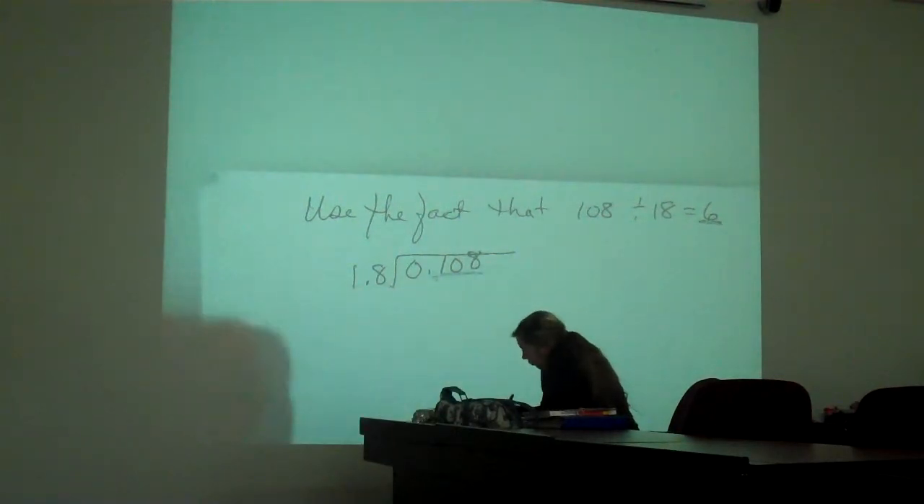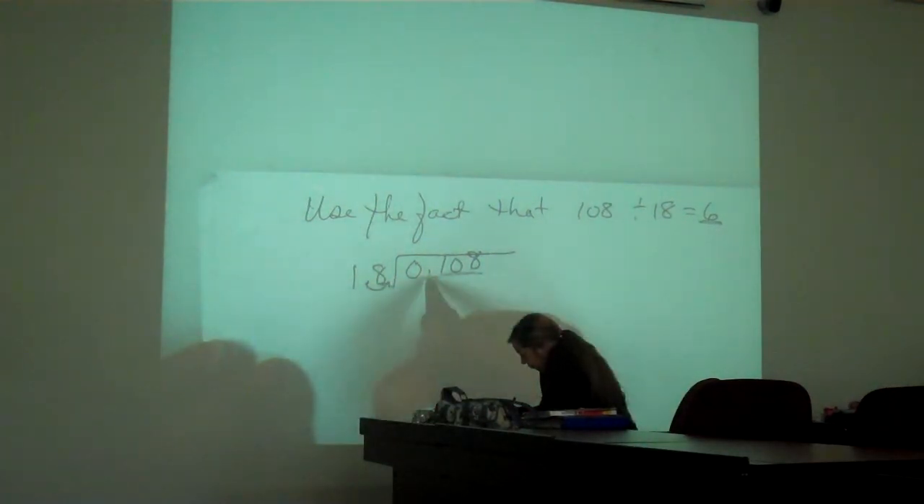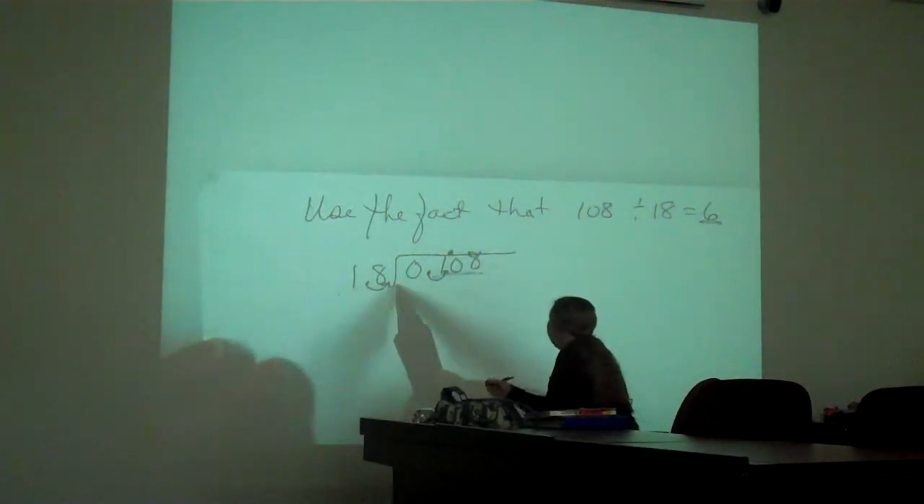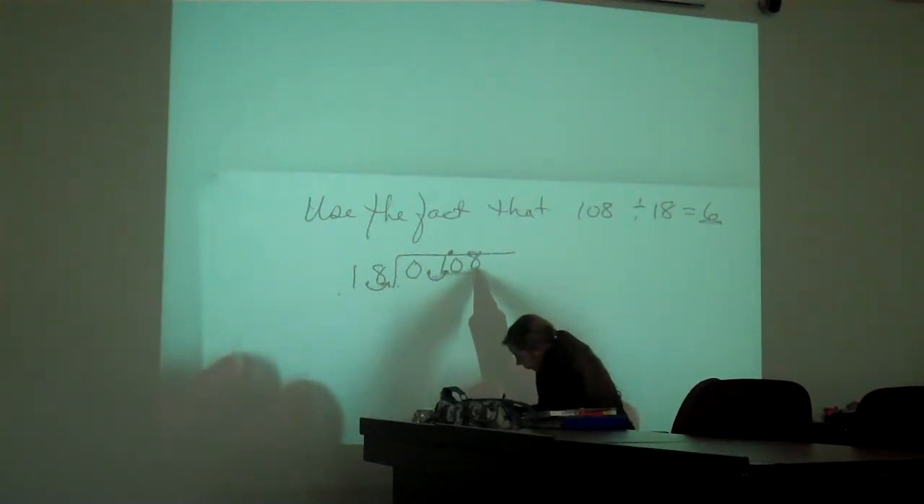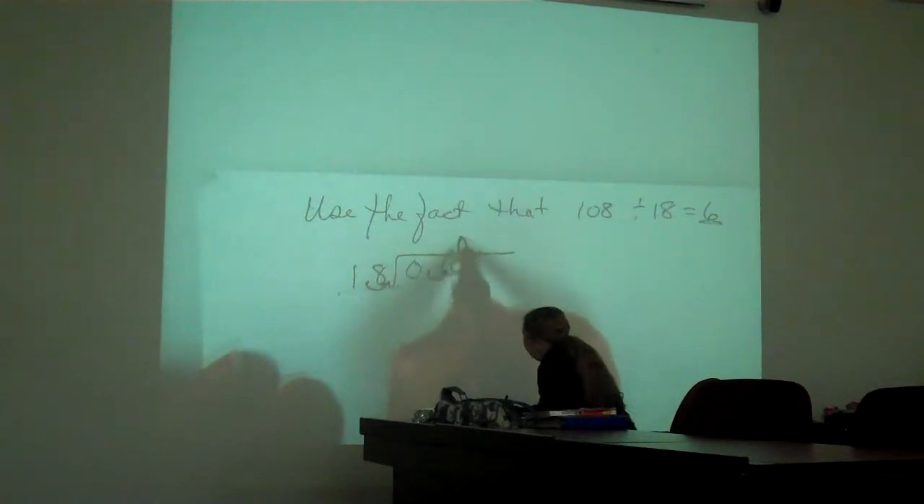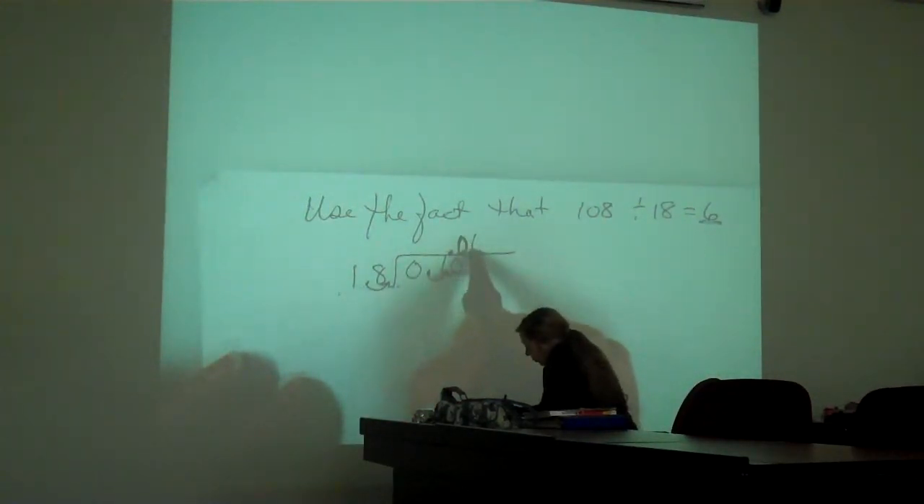Let's just move our decimal to see where our decimal is going to end up. Move our decimal one time here. 18 will not go into 10, it goes into 108 6 times. It won't go into this, so make sure you put the 0 here. 18 goes into 108 6 times.